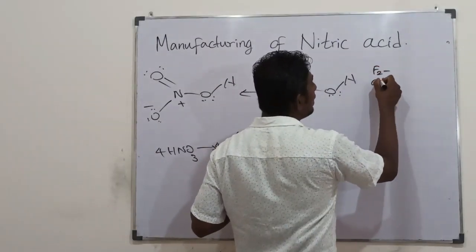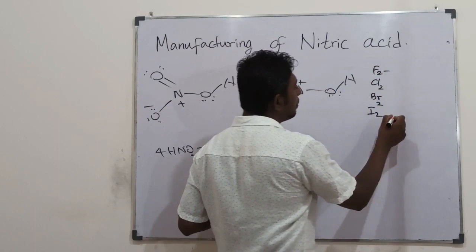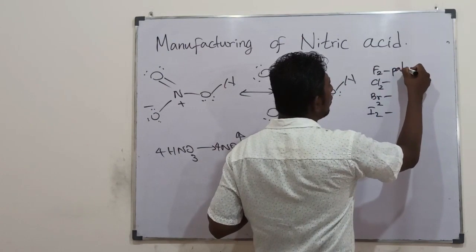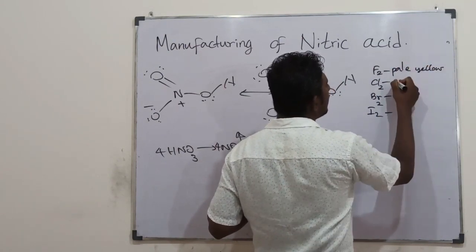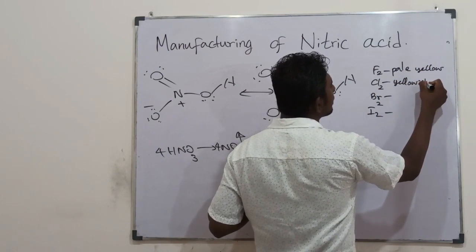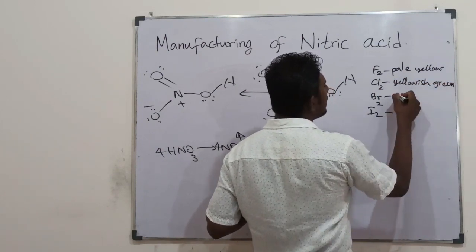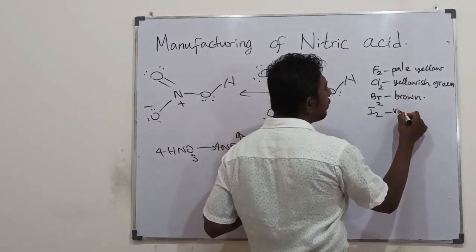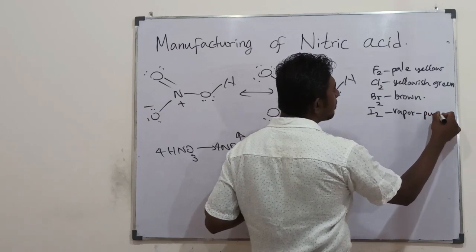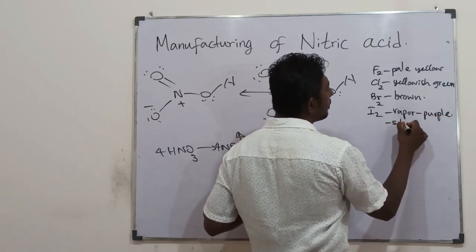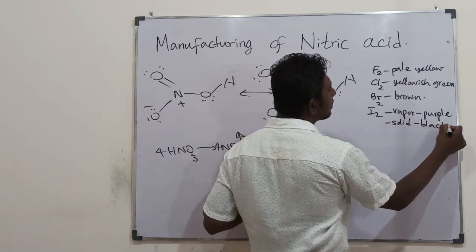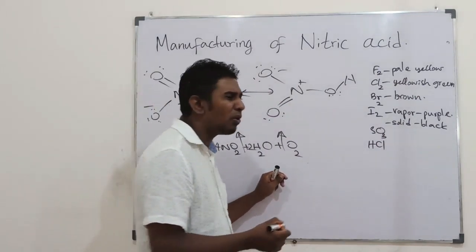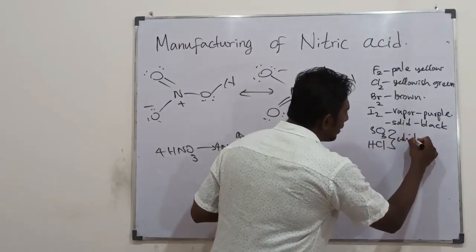It's F2, Cl2, Br2 and I2, the halogens. When you find them, F2 is pale yellow. Cl2 is yellowish green. Br2 is reddish brown, let's say brown. Iodine is a solid, but when you take its vapor, it's purple. The solid is black in color. Then students, when you take SO3 and HCl, they are white smokes.